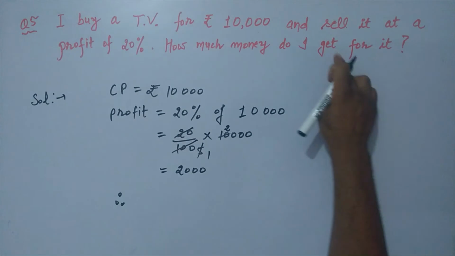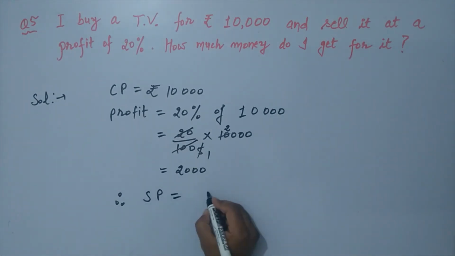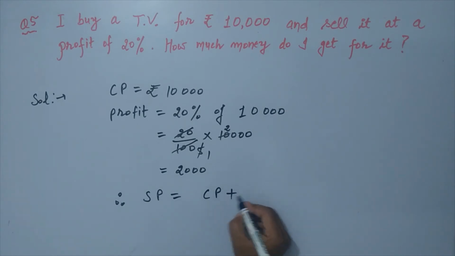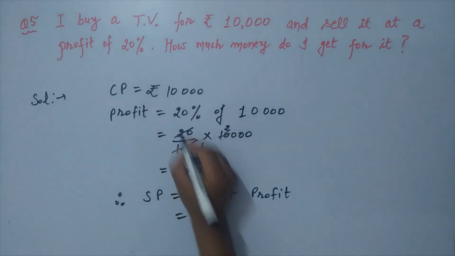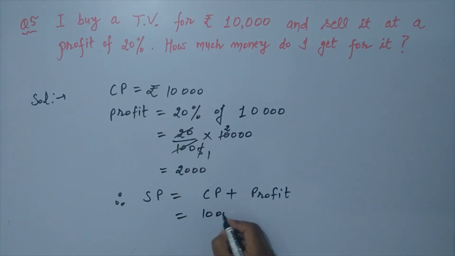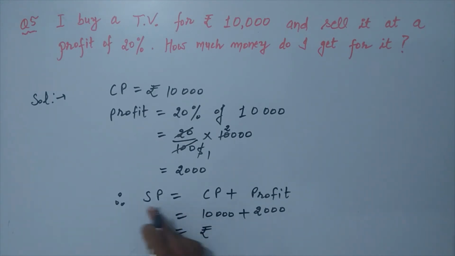Therefore, how much money do I get for it? That means selling price is equal to cost price plus profit. What is cost price? This is rupees 10,000 plus what is profit? This is 2,000. So adding this, we have the selling price equal to 12,000.